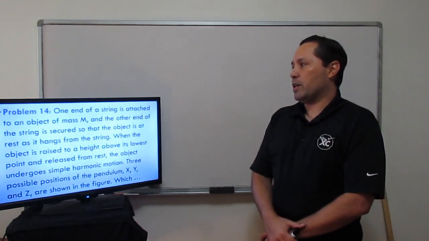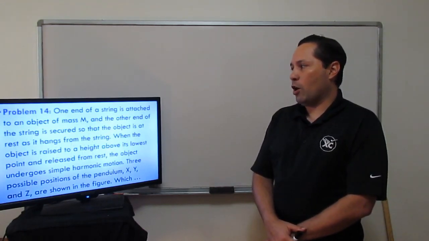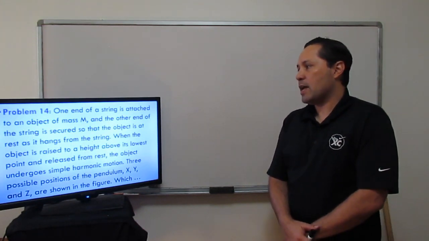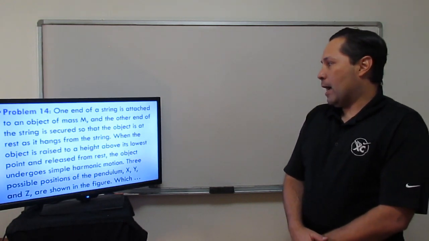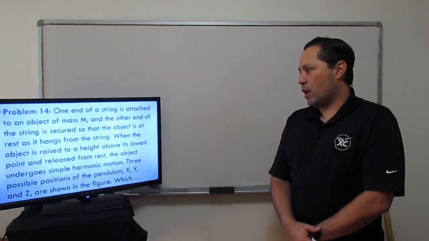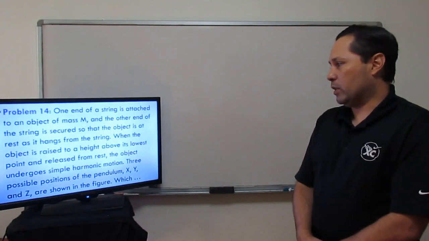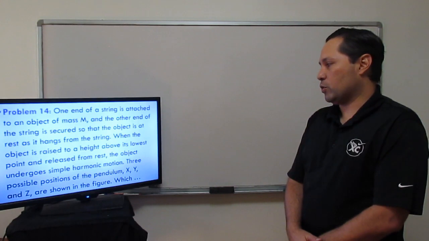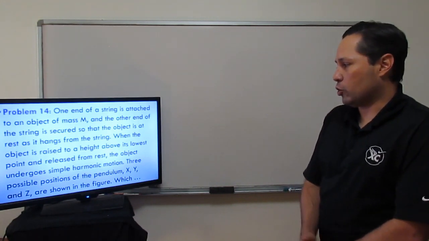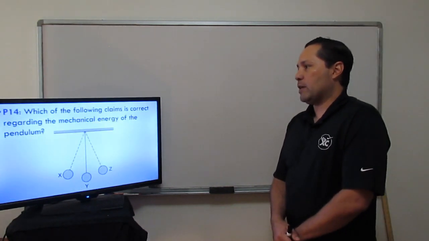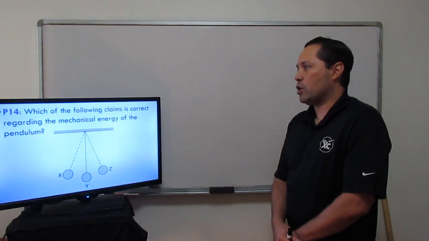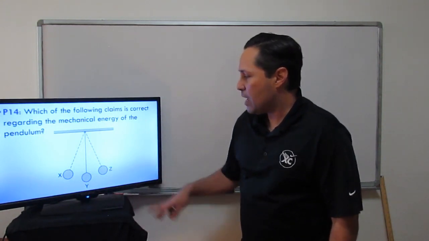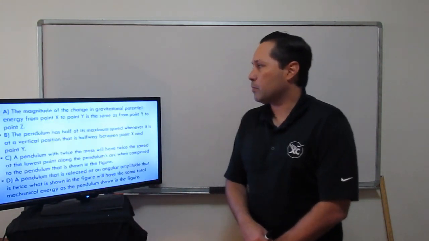Problem 14 says, one end of a string is attached to an object of mass m, and the other end of the string is secured so that the object is at rest as it hangs from the string. When the object is raised to a height above the lowest point and released from rest, the object undergoes simple harmonic motion. Three possible positions for the pendulum, x, y, and z, are shown in the figure. Which of the following claims is correct regarding the mechanical energy of the pendulum? So here it goes back and forth, x, y, and z.